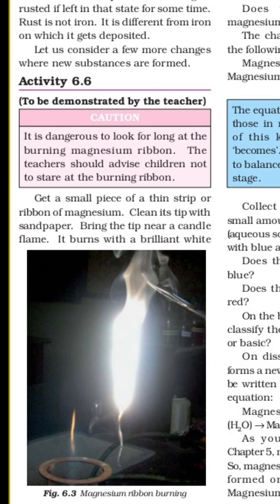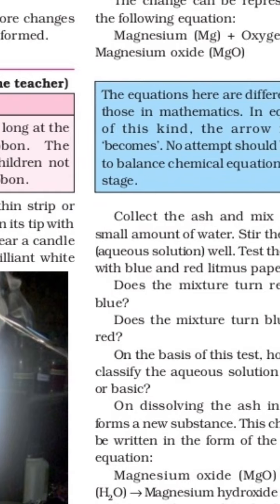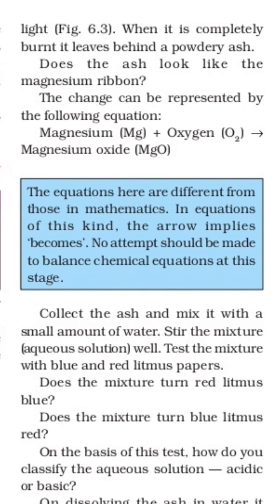Here you can see in this figure, when the magnesium ribbon burns, it burns with a brilliant white light, and when it burns completely, it leaves behind a powdery ash material. And does the ash look like the magnesium ribbon? No, it is different. Now the change can be represented by the following equation.